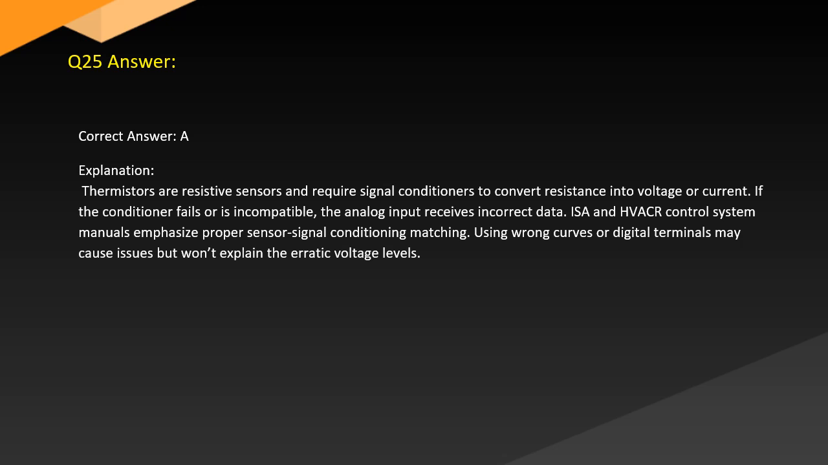Answer. Correct answer: A. Explanation. Thermistors are resistive sensors and require signal conditioners to convert resistance into voltage or current. If the conditioner fails or is incompatible, the analog input receives incorrect data. ISA and HVACR control system manuals emphasize proper sensor signal conditioning matching. Using wrong curves or digital terminals may cause issues but won't explain the erratic voltage levels.